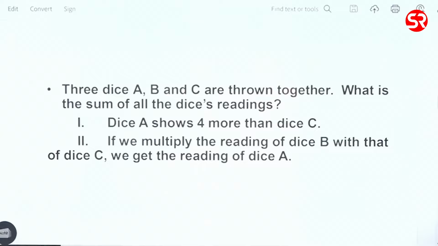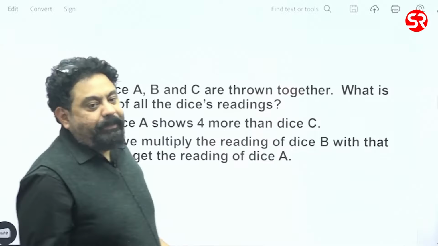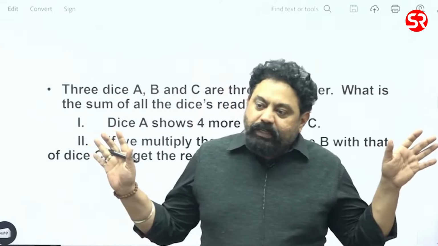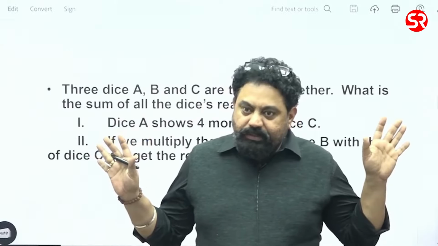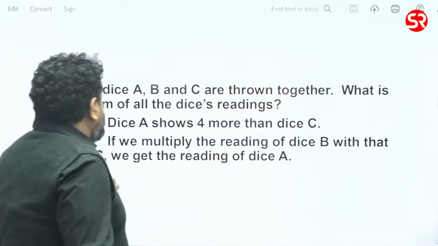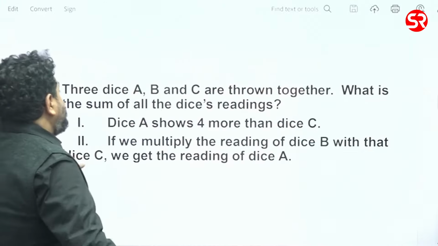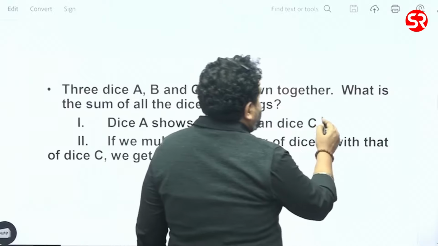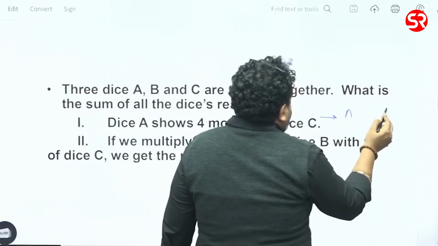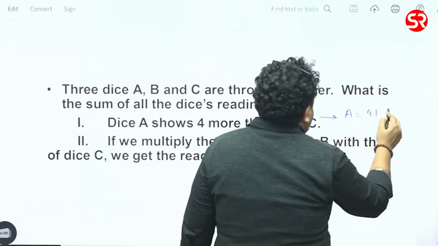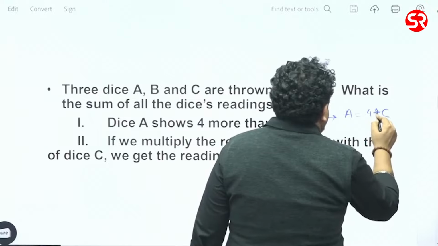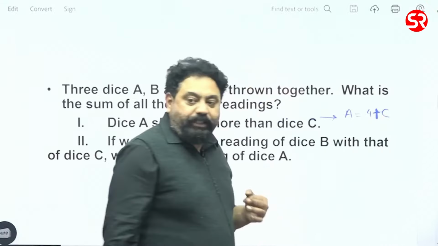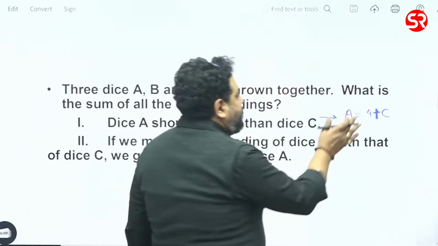Dono sahi nahi aa rahe, to combination karke dekho. Nahi aa raha. Now listen to me. Dice A, B, C are thrown. Dice has a limitation of 1, 2, 3, 4, 5, 6. I hope you know that. Everyone knows that, right? He says, the sum of all the dice readings is, first is dice A shows 4 more than dice C. But in that case, the problem is, what is dice B? We don't know. So, we cannot say the sum of the readings.